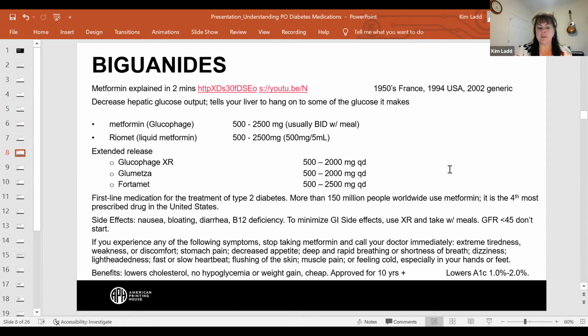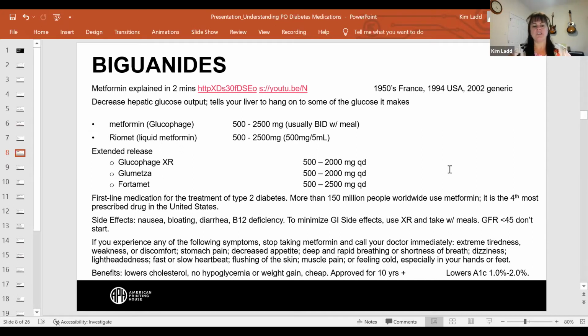Some other benefits of metformin is it actually lowers your cholesterol. It does not cause hypoglycemia or low blood sugar. So metformin is one of those pills that, if you took it and you didn't eat, you might get the GI upset from a side effect, but it's not going to drop your blood sugar like some of the other pills we're going to talk about. So that's one reason it's a little bit safer than some of the others.